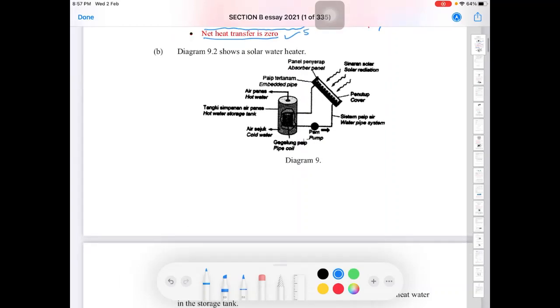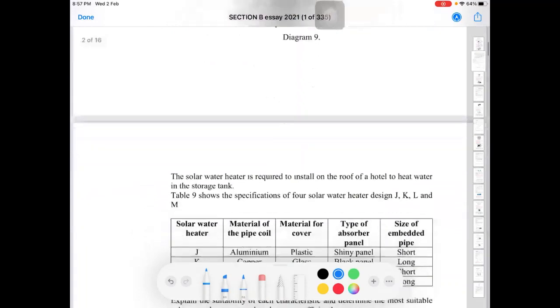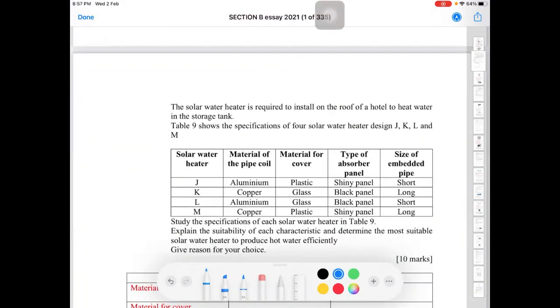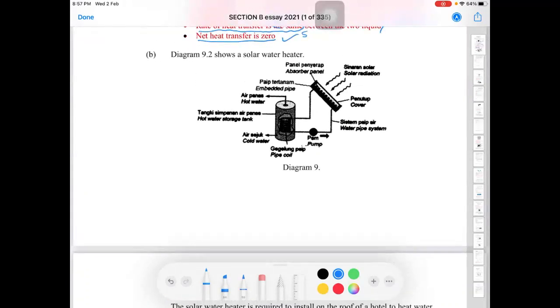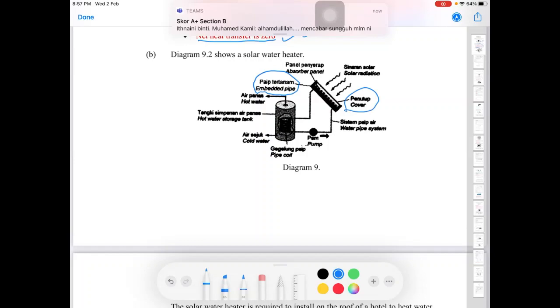Alright. So kita tengok jadual yang diberikan. So this is the aspect. Solar water heater, you ada 4 aspek. Material of the pipe coil, material for cover, type of absorber panel, and also size of embedded pipe. Jadi you kena tahulah benda-benda ni ada dekat gambar tu. Dah diletakkan all this one. You have to know what the function is. Okay, penutup semua tu.